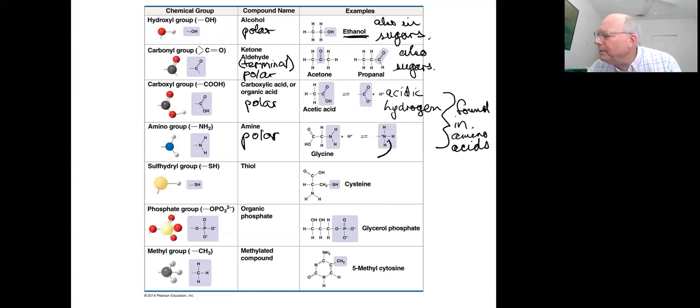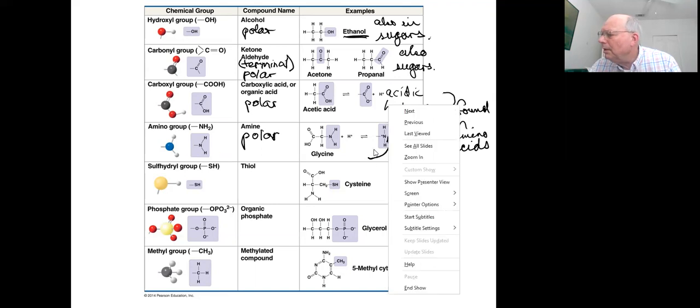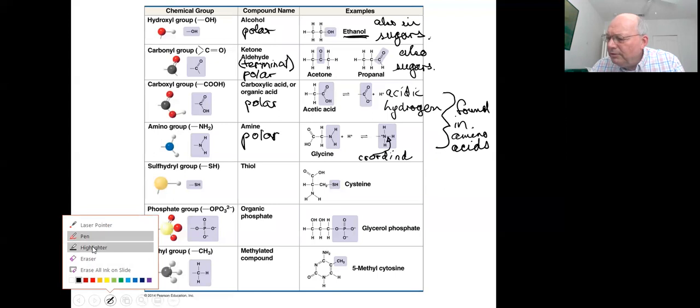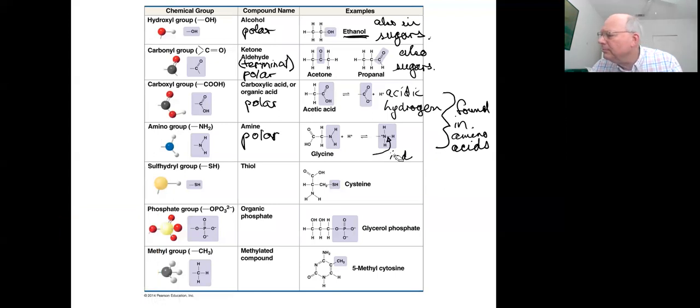Not sure why it keeps doing that. There we go. So this is called a coordinate. I'm having a lot of luck with this. Try this again.